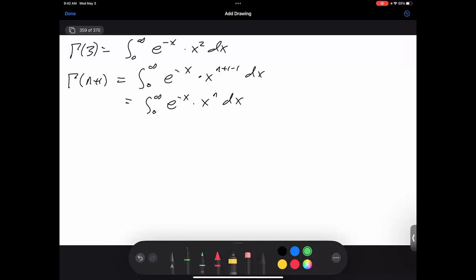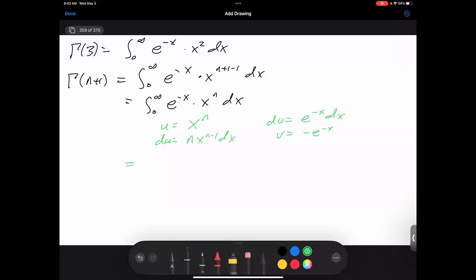So what should we choose for u? What should we choose for dv? So what would u equal? X to the n. dv would just be e to the negative x dx. V is negative e to the minus x. And du is just going to be n x to the n minus 1 dx.